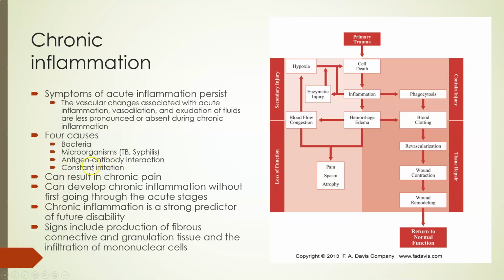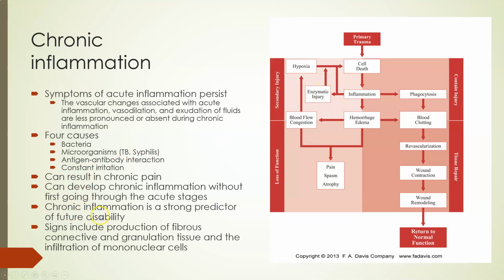Most of the time we're talking about this constant irritation, where we get a primary trauma that causes cell death and inflammation. We get that hemorrhaging and edema with that. But if that is not resolved and we don't get the blood clotting, the revascularization, and return to normal function, we can get caught in this loop of pain, spasm, atrophy, blood flow congestion, potentially hypoxia and cell death, enzymatic injuries, all this sort of stuff. And you can see how this just continues to go on.